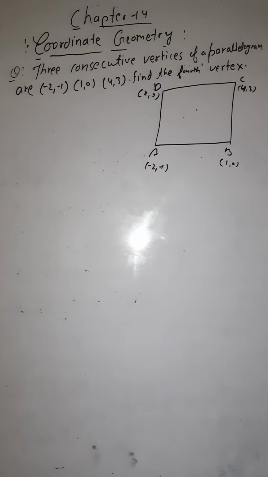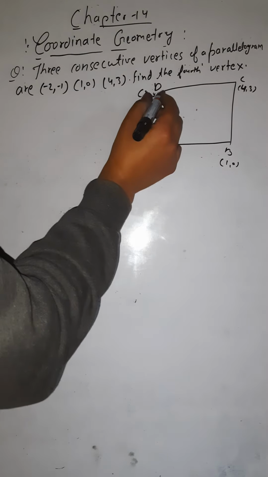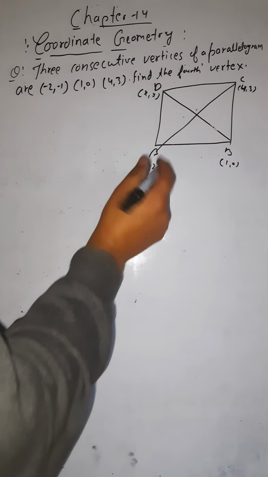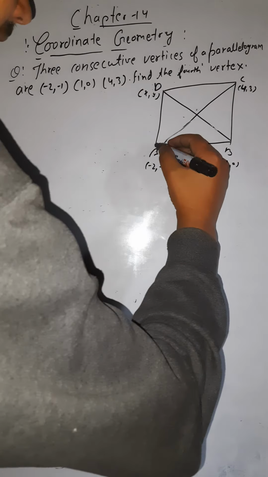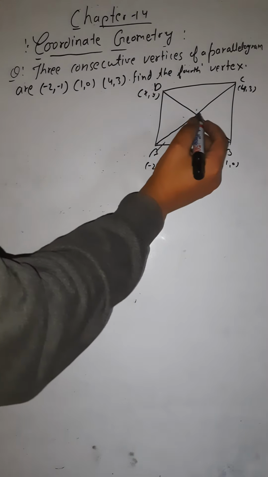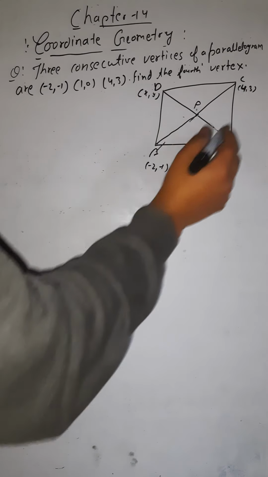Now in case of a parallelogram, as I have told you, the diagonals of the parallelogram bisect each other, which we have done in the previous lecture yesterday. And we solved this by using the section formula. So let me draw the diagonals here. Let's say this is the first diagonal, that is BD, and this is the second diagonal, that is AC. Now where these diagonals cut each other, this is the point of intersection of both the diagonals.